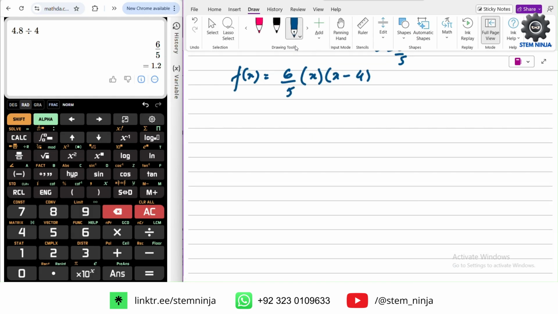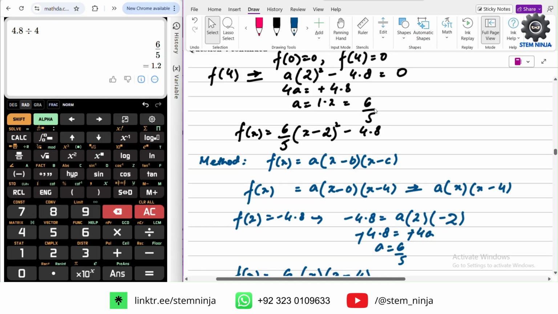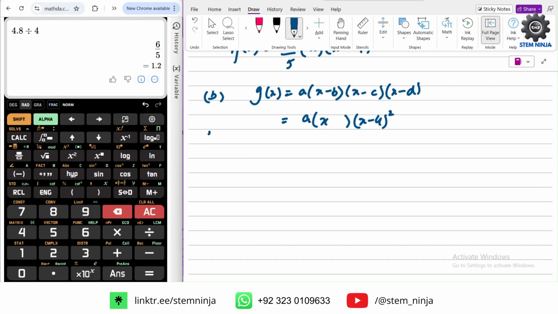Now for this one, general form, what we can do is a(x minus b)(x minus c)(x minus d). So we have all of them, x minus 0 and (x minus 4) whole squared. So basically you don't have to write out the minus 0 thing. Now they gave us the turning point, which is (6, 7.2). So g of 6 is 7.2.